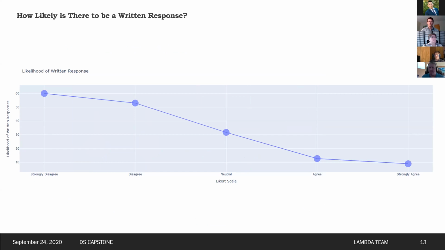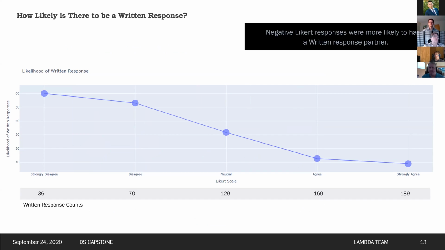This graph reflects the likelihood of a written response, since they were not required. It demonstrates extremely well when a question would get a written response. When students left a strongly disagree Likert response, they had a 60% chance of leaving a written response. Conversely, when a student left a strongly agree Likert response, they only left a written response about 8% of the time. The trend is almost linear, but not quite, and it tells us the higher the student satisfaction, the lower the likelihood of a written response.